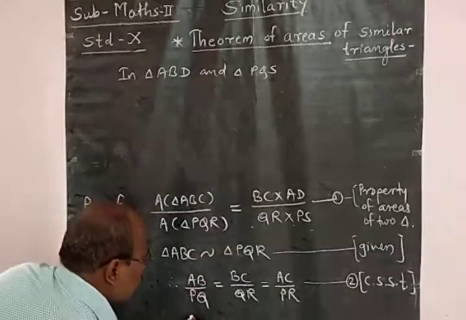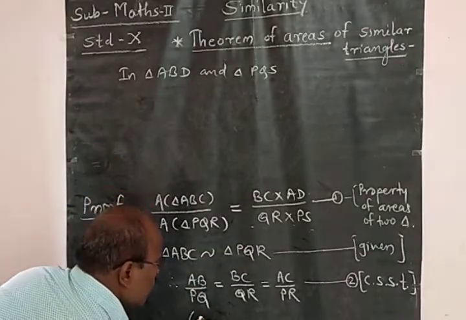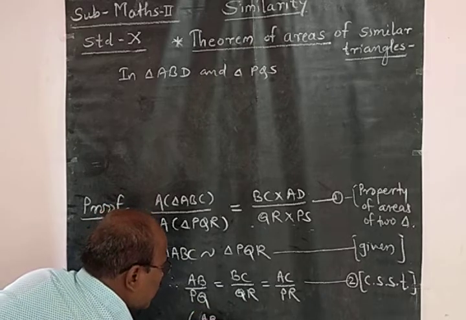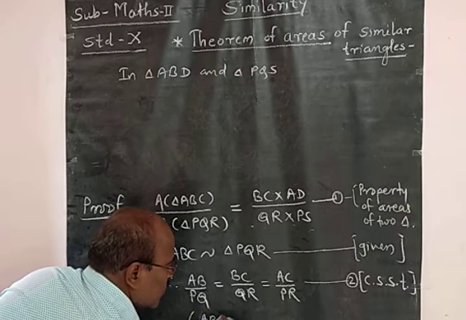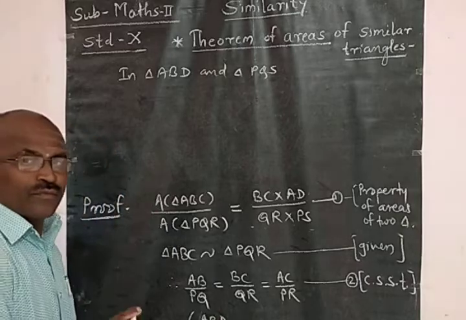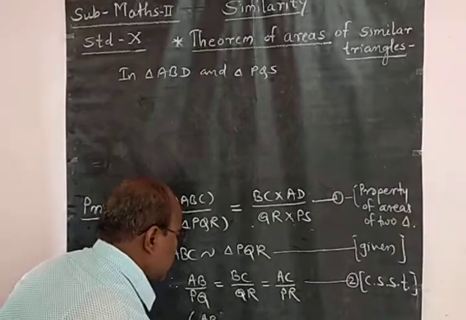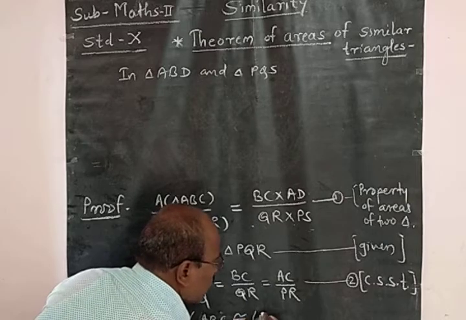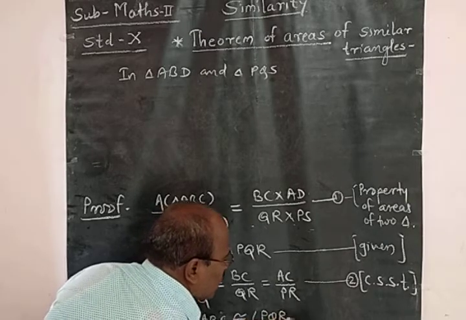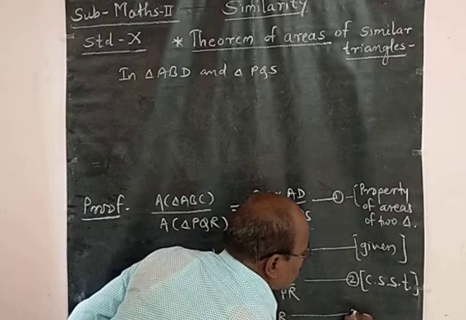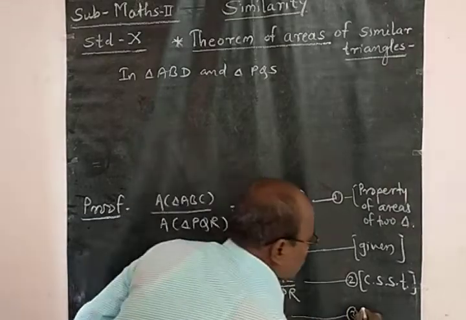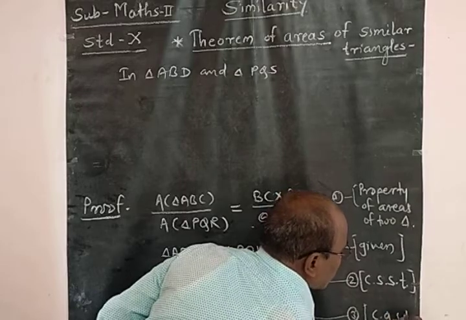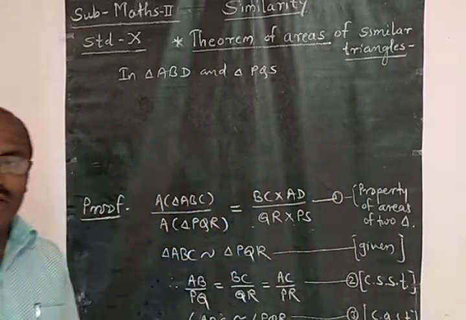So right here, angle B, meaning ABD or ABC, is congruent to angle PQR. So write this one as 3. Reason: CASTC, corresponding angles of similar triangles.